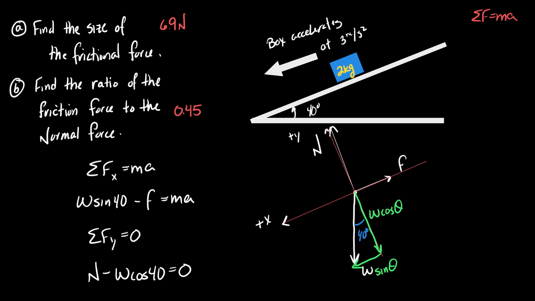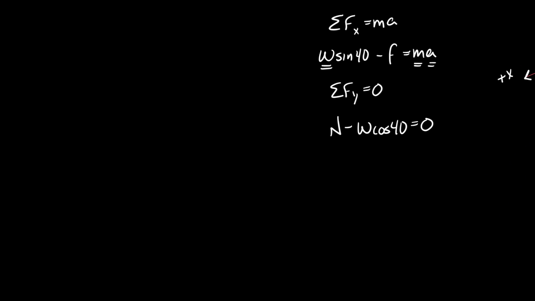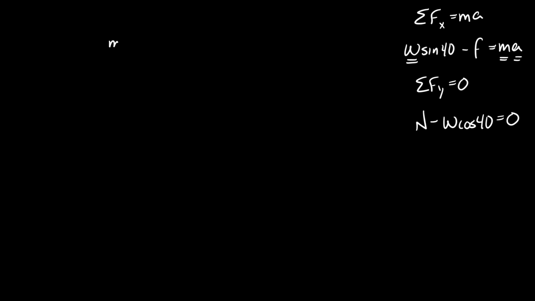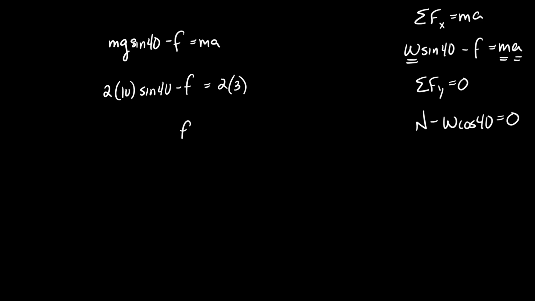Just looking at it, I'm going to replace weight with mg. I'm going to replace m with the mass of the box, which is 2. I'm going to replace a with the acceleration we were given. That was 3. Looks like I can figure out the friction from here. So let's do that first. So mg sine 40 minus friction equals ma. 2 times 10 sine 40 minus friction equals 2 times 3. I think that'll solve for friction. And when you do so, you get 6.9 newtons.